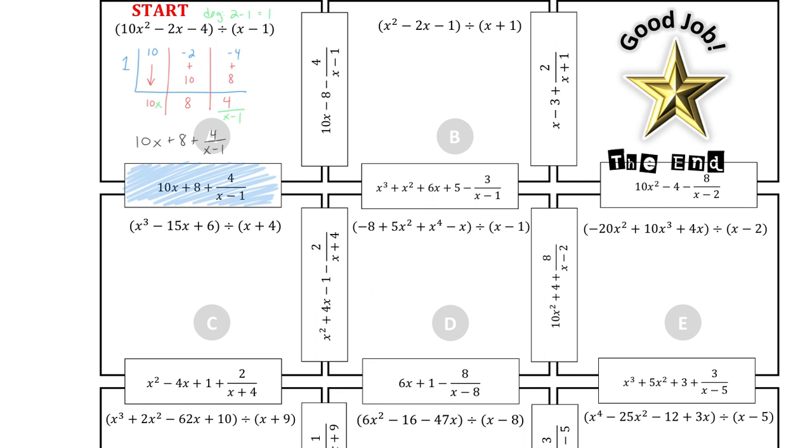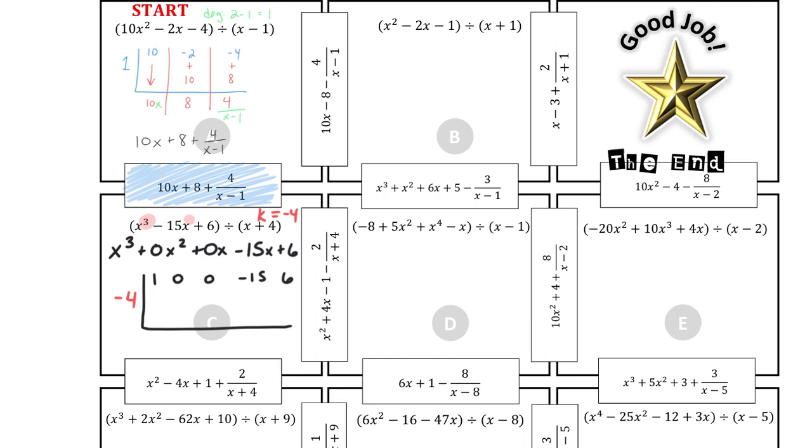The next problem, I happen to be missing some exponents because it goes 3 to 1. So I need to remember to write in those missing exponents. So I go x cubed plus 0x squared plus 0x minus 15x plus 6. So when you set up your division, you're going to have 1, 0, 0, negative 15, and 6. And my k value here should be negative 4 because I have to remember to flip that sign. Then you go through and continue to solve it.